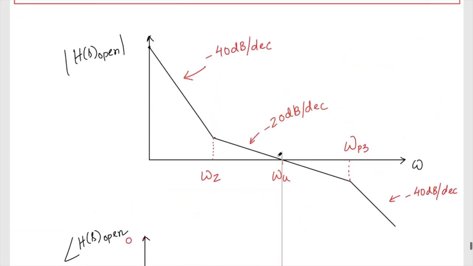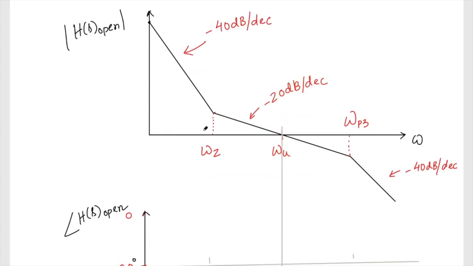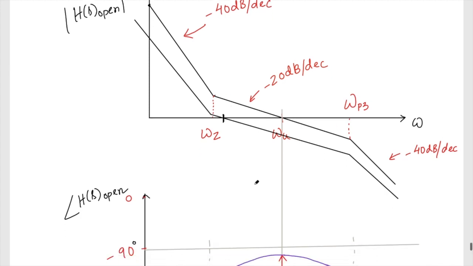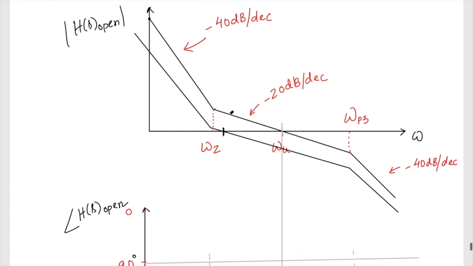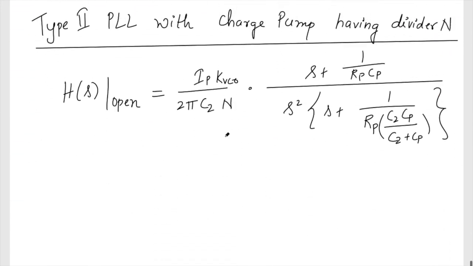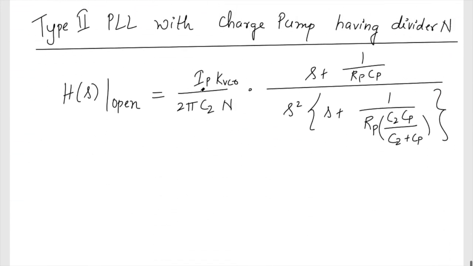So basically the whole graph is going to shift by N times as I include the divider in the path. The whole graph is going to shift down, so the unity gain bandwidth is going to shift, and there's a possibility that the phase margin can reduce because of this. That's why we need to analyze it properly, and generally this is compensated. If we see the equation again, it is compensated by increasing the IP. So this is the open loop case.